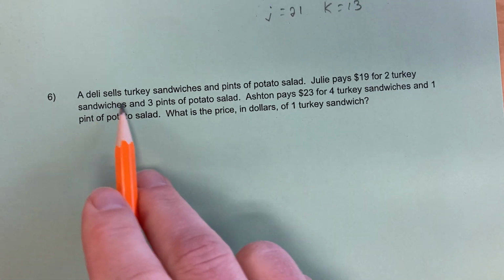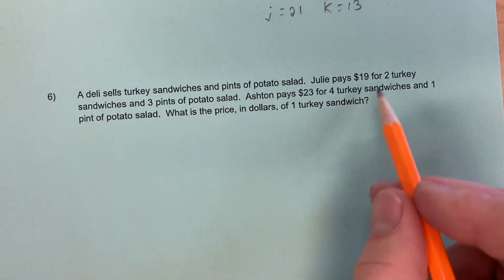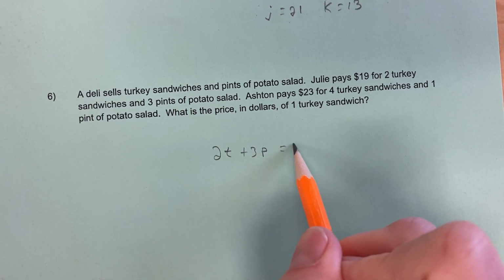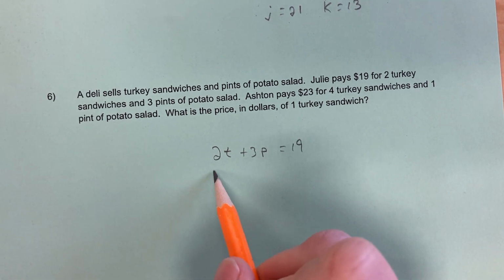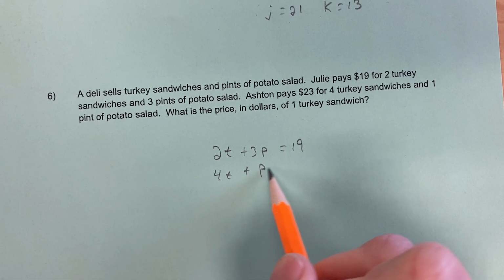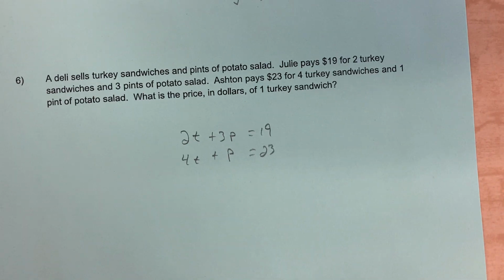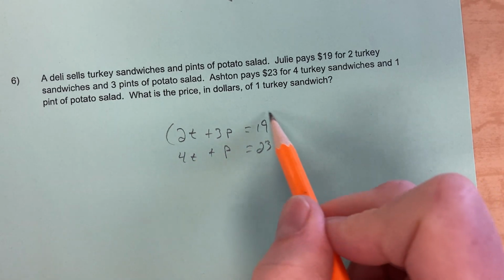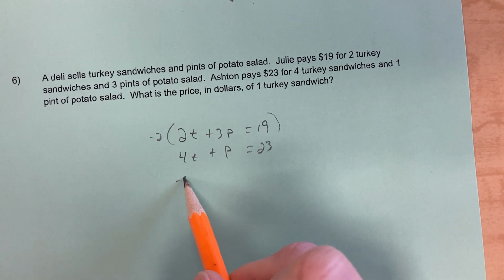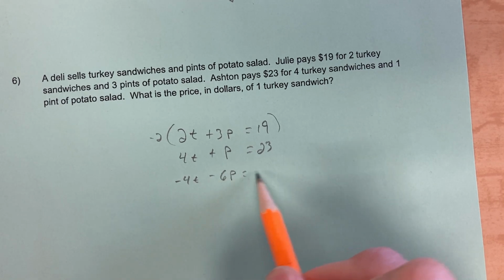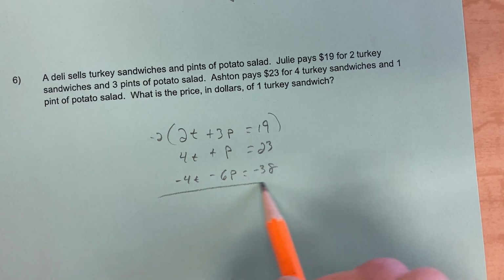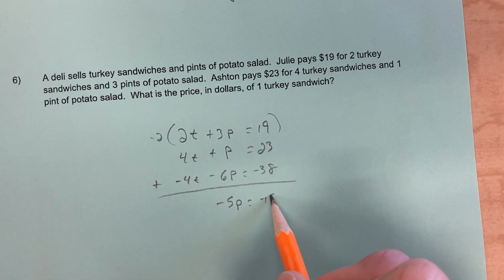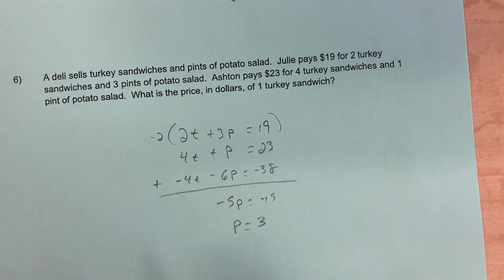And then this one says a deli sells turkey sandwiches and pints of potato salad. Julie pays $19 for 2 turkeys. So I'm going to go 2 turkey and 3 pints, and that was $19. Ashton does 4 turkey sandwiches and 1 pint for $23. So I want something to cancel here. I'm going to go ahead and do the route of taking the top times -2 and getting -4t minus 6p equals -38. If I add these together now, those cancel. I get -5p equals -15. So a pint of potato salad costs $3.